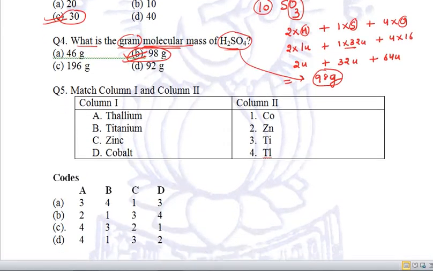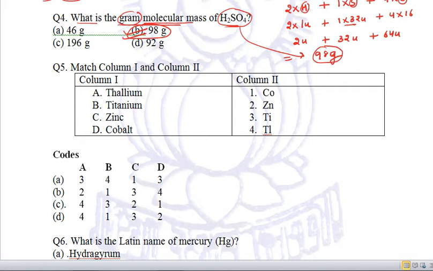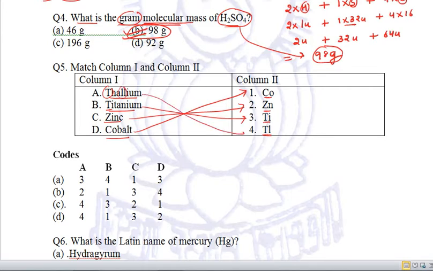Match column 1 and column 2. Now here in column 1 we have been given the names of the elements: thallium, titanium, zinc and cobalt. And in column 2 we have been given the symbols. Quite simple, I suppose. We have to match them. Cobalt, we know, is Co. Zinc, very common, is Zn. Remaining are thallium and titanium. Titanium is Ti as per the rule, and thallium, the first alphabet T and L, becomes Tl.